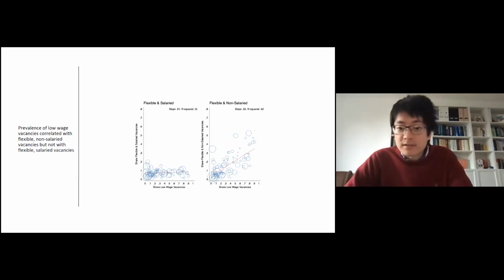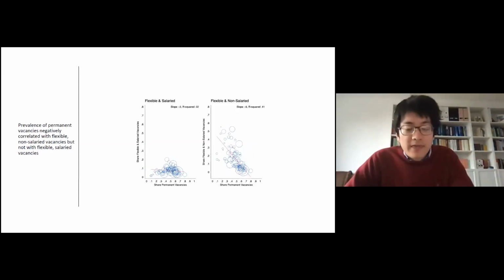Similarly, on the next slide, when we look at the share of permanent vacancies by occupation and county block, the more permanent vacancies there are, the less likely a job is schedule flexible and non-salaried. Again, if we look at the salaried vacancies, we do not find this relationship. So the most interesting things we observe are for these schedule flexible non-salaried jobs. The next slide, please.